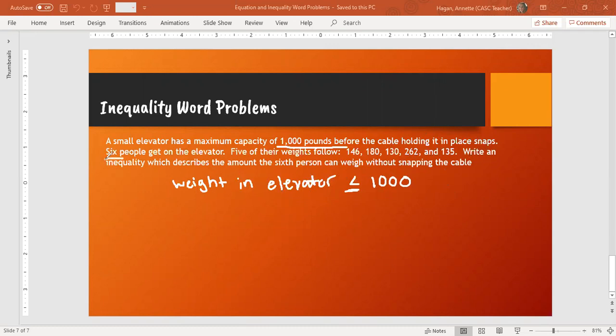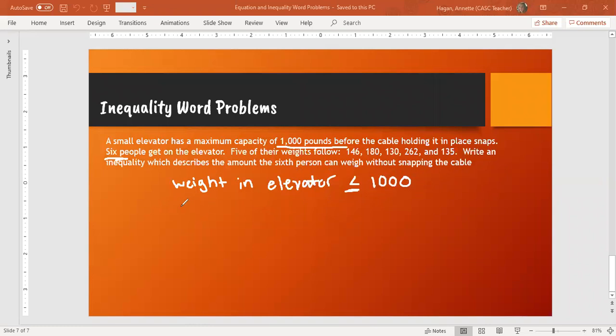We have 6 people in the elevator. 5 of their weights are as follows: 146, 180, 130, 262, and 135. Write an inequality which describes the amount the 6th person can weigh without snapping the cable. So this is basically an average problem, okay? Or actually, this isn't even an average problem. We don't have to do an average. We just have to add these up and hope that they do not go greater than 1,000.